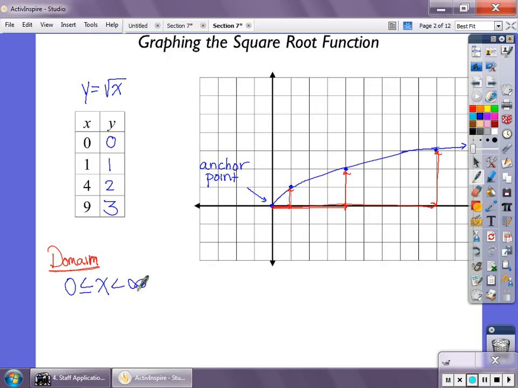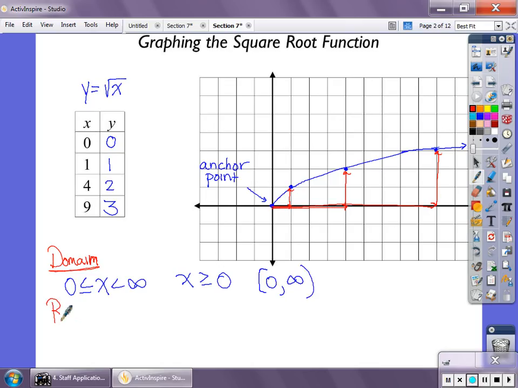Now you might see this written a little differently. You might see it written as x greater than or equal to 0. These two mean the same exact thing. Okay, x is bigger than or equal to 0. It's just less than infinity, and again, it never gets to infinity. You might also see it written in interval notation, which goes like this: bracket 0, comma, infinity, parenthesis.